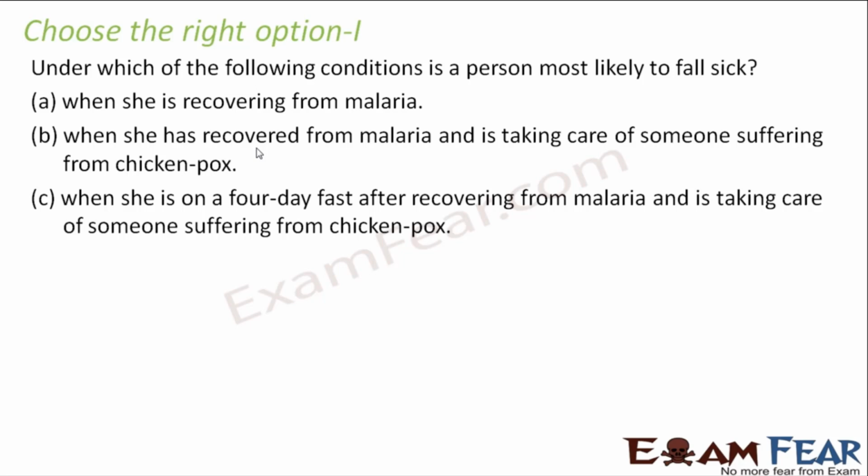That means her recovery, which was happening, will also deteriorate because of her 4-day fast. So she will fall sick because of the 4-day fast. On top of that, she is taking care of somebody suffering from chickenpox. So there will be a good amount of possibility that she will also get infected with chickenpox, right? So the third scenario is the one where the possibility is maximum that she will fall sick. Firstly, because she is on a fast. So she is not building her body up because she has recently suffered from malaria. So she is already very weak. She should eat more. She should eat healthy, right?